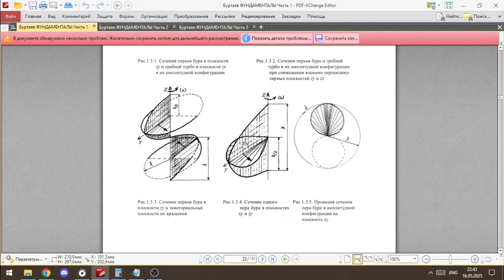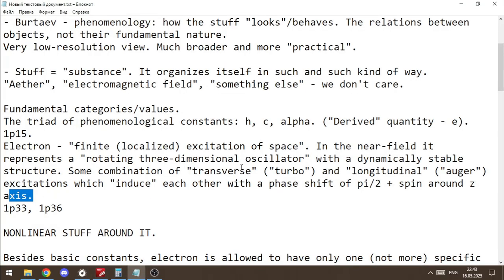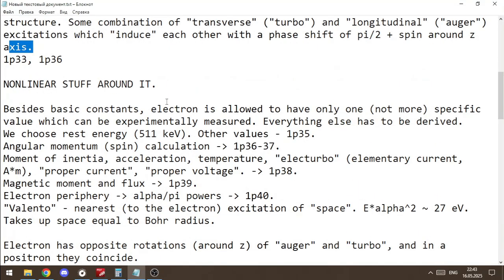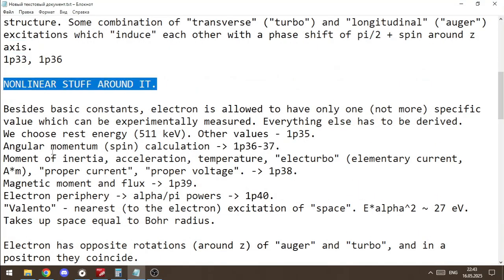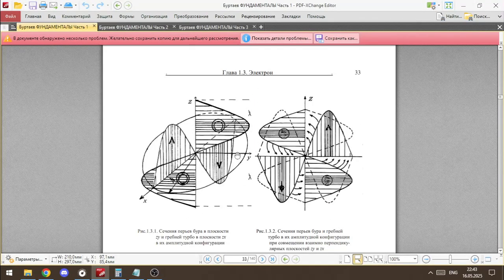Again, these pictures don't really help a whole lot to me, at least. Maybe you can make something out of them, but I cannot, sadly. I've tried, all right? And there's nonlinear stuff around this structure. So this structure is like a zeroth approximation, or what they call in QED, quantum electrodynamics, the bare electron. Electron on its own, isolated from everything.